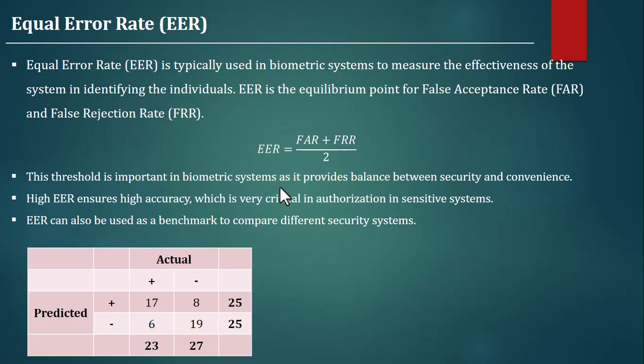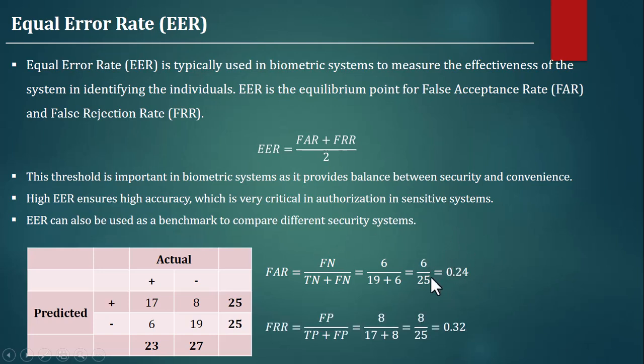So consider these are the true positive to false positive, etc. So FAR, false acceptance rate, is given by false negative, false acceptance rate. So we have accepted the samples which were not false. So it is given by false negative upon true negative plus false negative. So from this we can say that FAR is 0.24 and FRR for this is 0.32. So there is some variation.